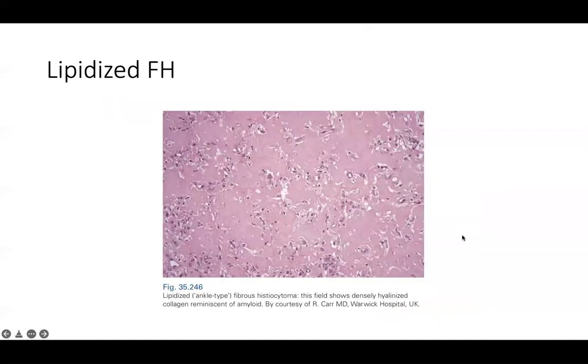Here's another example of a lipidized or ankle-type fibrohistiocytoma. You can see the densely hyalinized collagen reminiscent of amyloid.